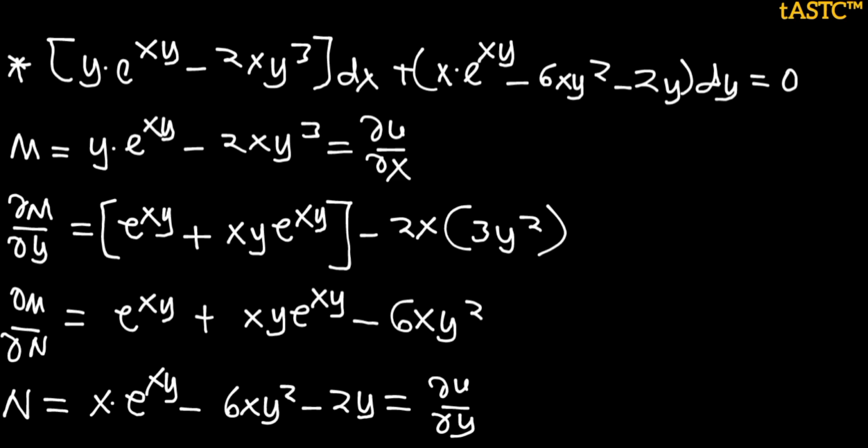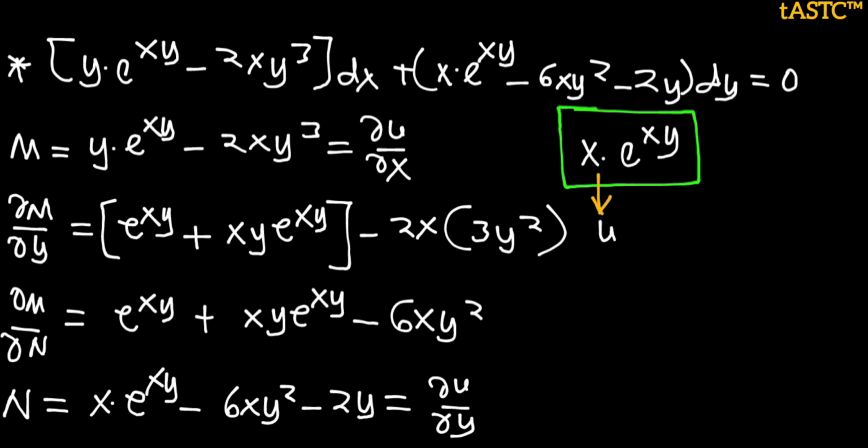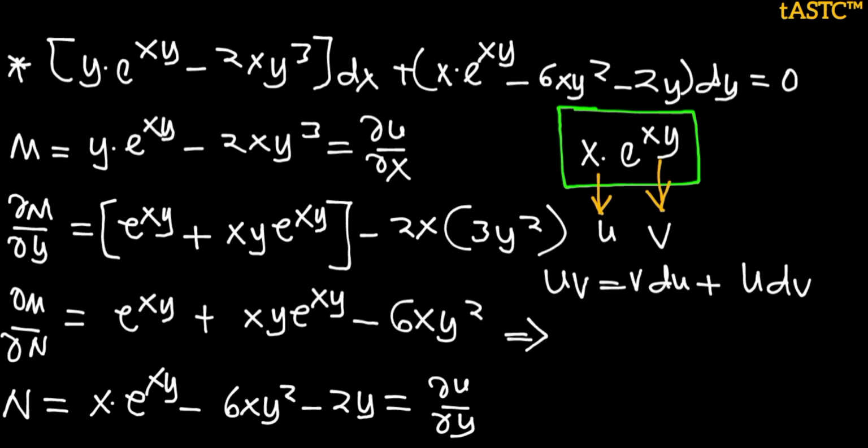So first, we got this stuff: x e to the x multiplied by y. Now we need to work this. So first, we're going to call this u, and this stuff we're going to call v. So uv is equal to v du plus u dv. So what is v? In this case, we got the v to be this stuff. So that is going to be e to the xy multiplied by du.